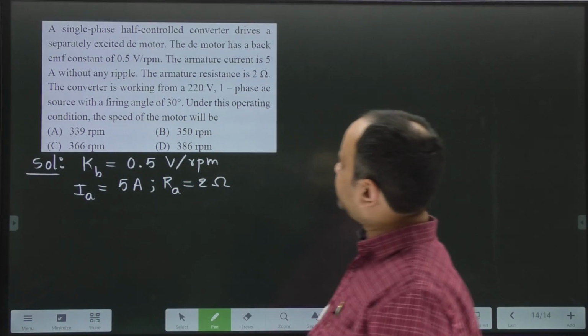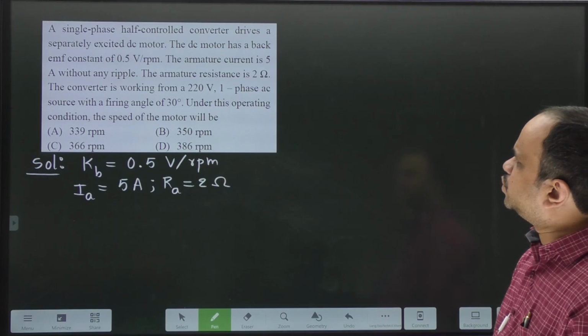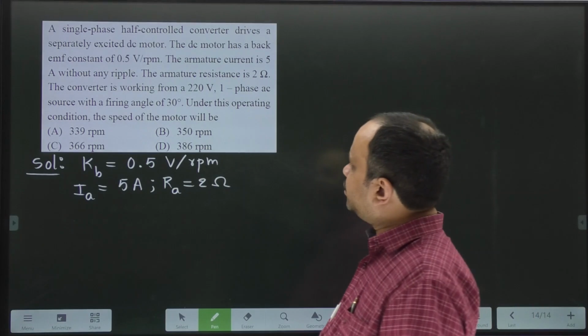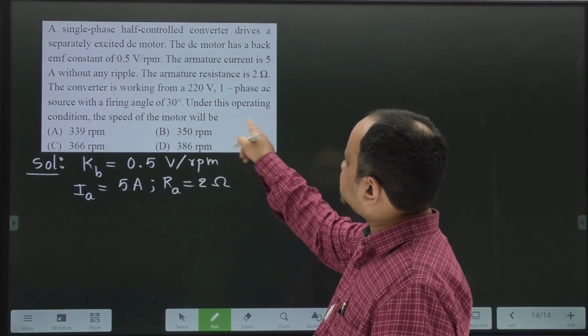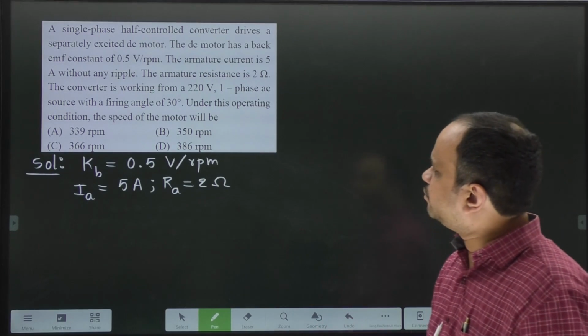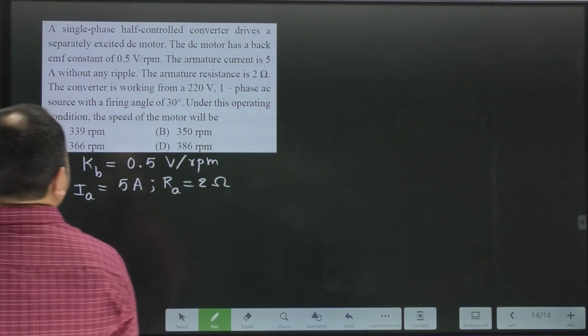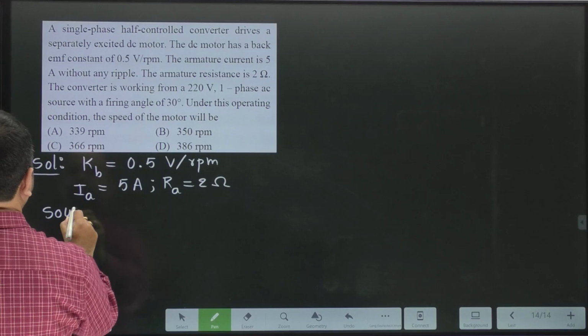Now, the converter is working from 220 volt single phase AC source with a firing angle of 30 degree. Under this operating condition, what is the speed of the motor? Okay. So, source voltage to the converter.